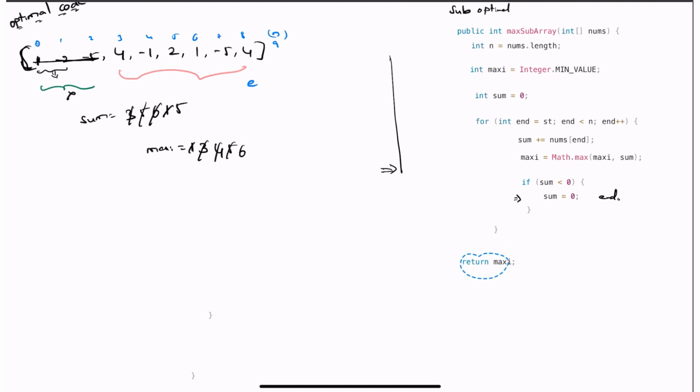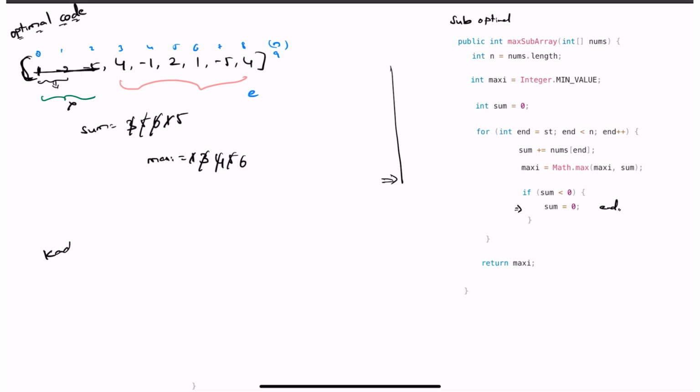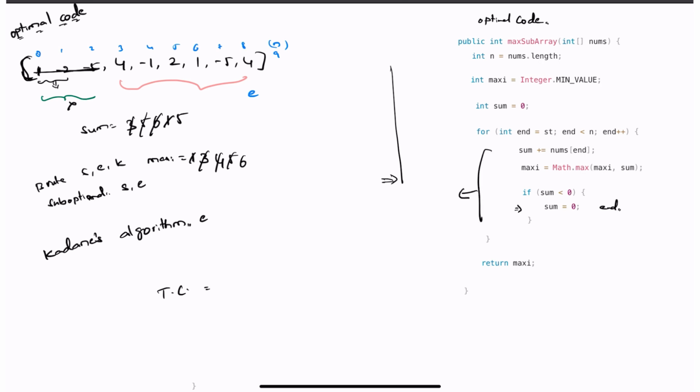And by the way, after finishing the loop, you have to return the maximum value that you found while traversing the entire array in a single pass. So this optimal approach is also known as Kadane's algorithm. So this is Kadane's algorithm. And the time complexity for this algorithm is, as you know, we just iterated through the entire array itself. So the time complexity for Kadane's algorithm is O of n.